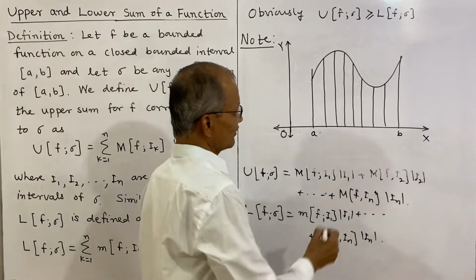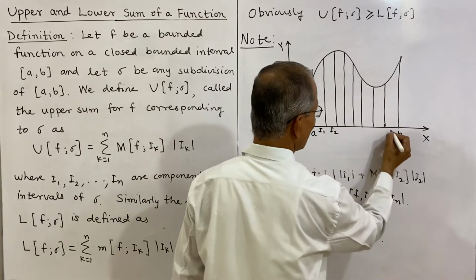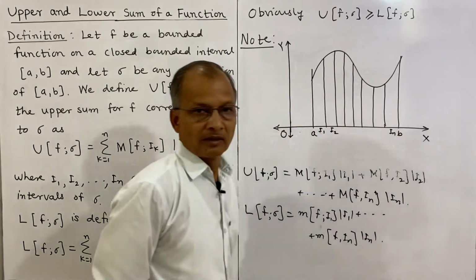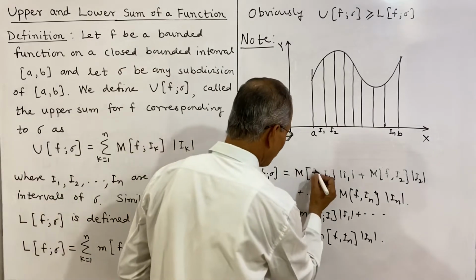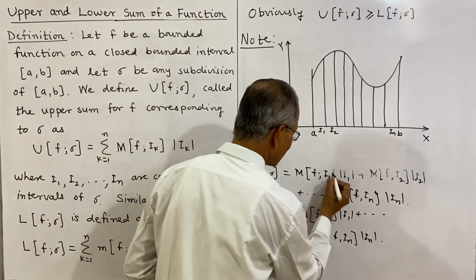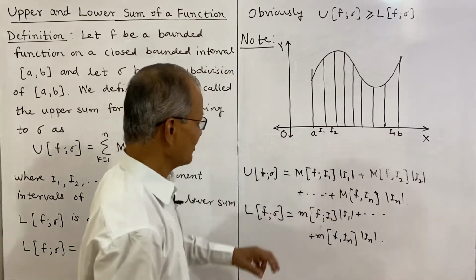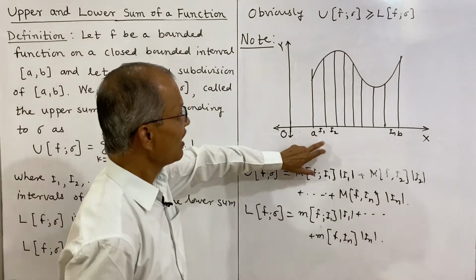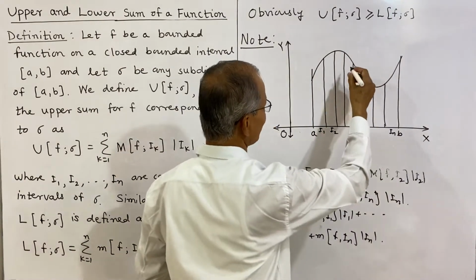So this is I1, this is I2, and the last will be IN. These are the component intervals. Now what we have to consider for the upper sum is the maximum value of this function in each interval. This function is y is equal to f of x.